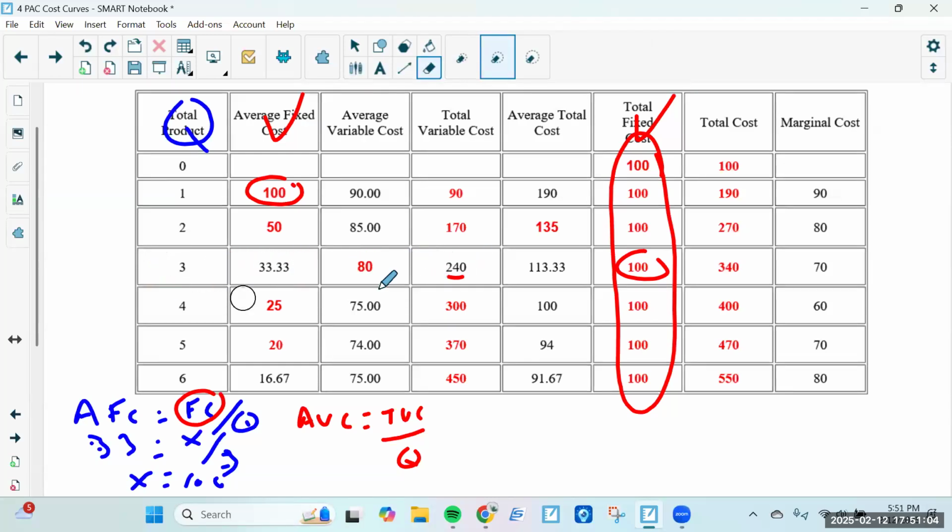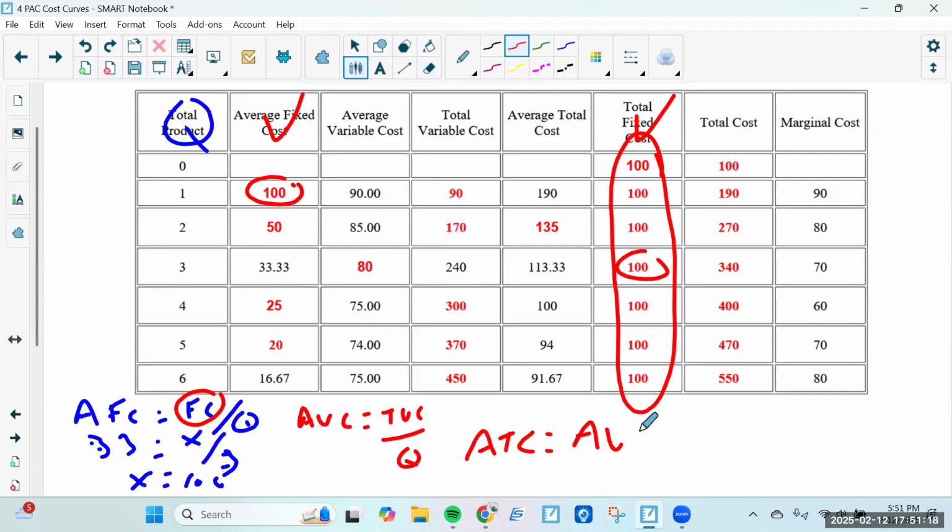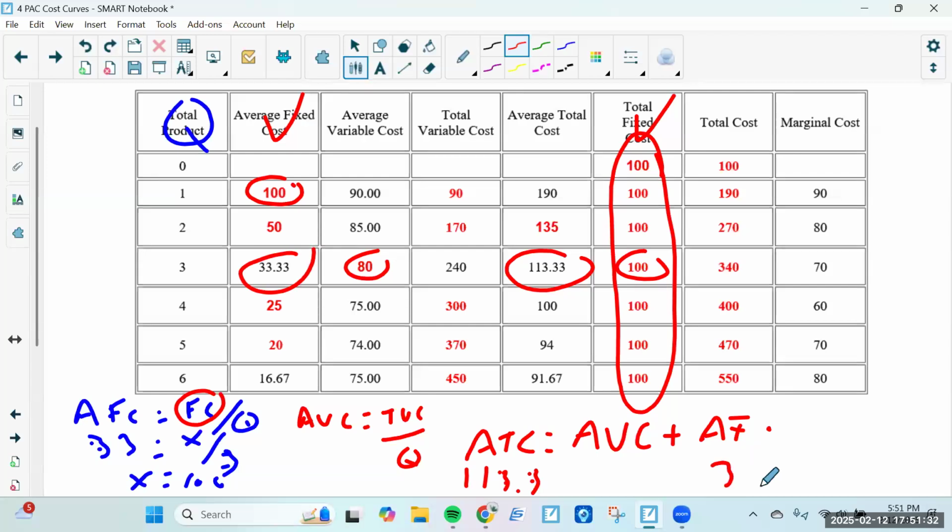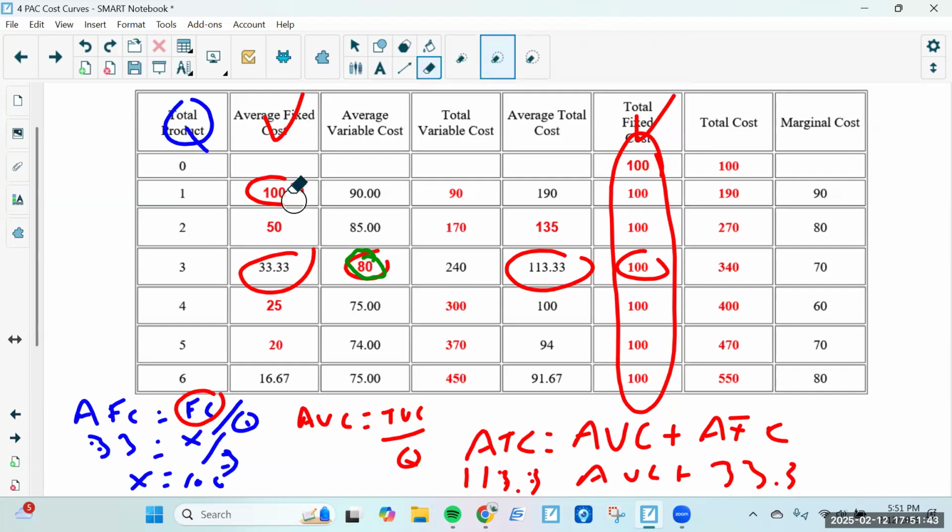The other way we could have gotten this one here is by knowing that average total cost is average variable cost plus average fixed cost. And for this quantity right here, we have the average total, which is 113.333. And we have the average fixed right here, which is 33.33. And we could have then solved for average variable cost, and we would have found out that it's 80. See how there's two different ways of getting this answer right here? All right. What about the next one?